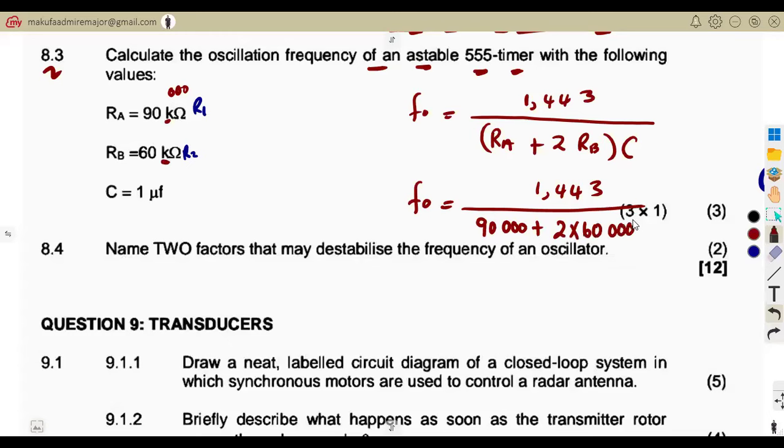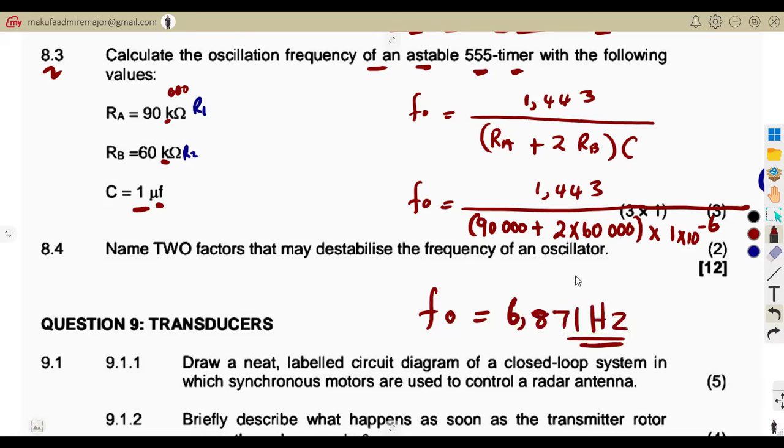times 60,000 like this. Then whatever you're going to have here, you must multiply this by the capacitance value, 1 microfarad, 1 times 10 to the exponent of -6. So that is going to give us the oscillation frequency, which is 6,871 in what? In hertz. Remember, our frequency is measured in hertz.